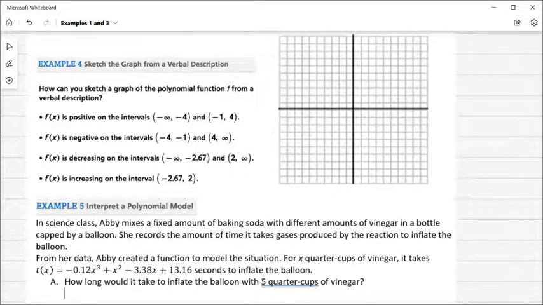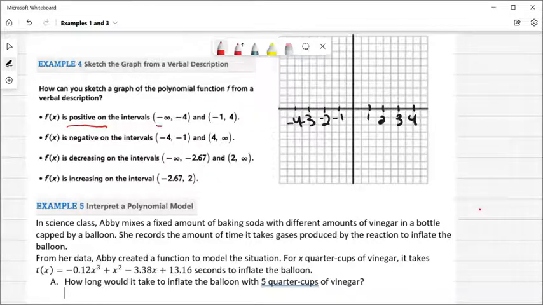In this example, we're looking at a description, and we're going to translate that into what's happening in the graph. And so I'm going to make my x-axis labeled as such, just so I have some room to work with. All right, so the first bullet says that it's positive from -∞ to -4. So remember that the function is positive means that it's above the x-axis. So from negative infinity to negative 4, it's positive. All right, so it's doing something like that.